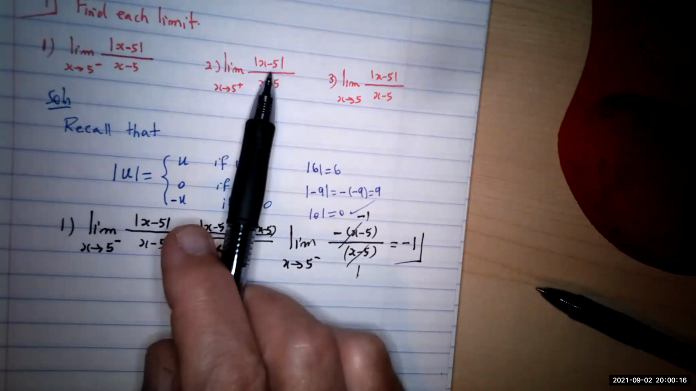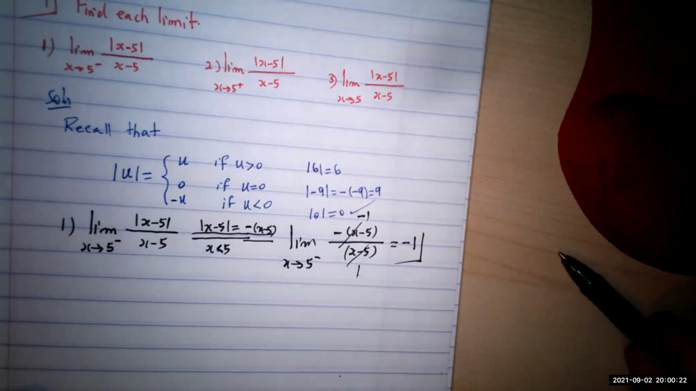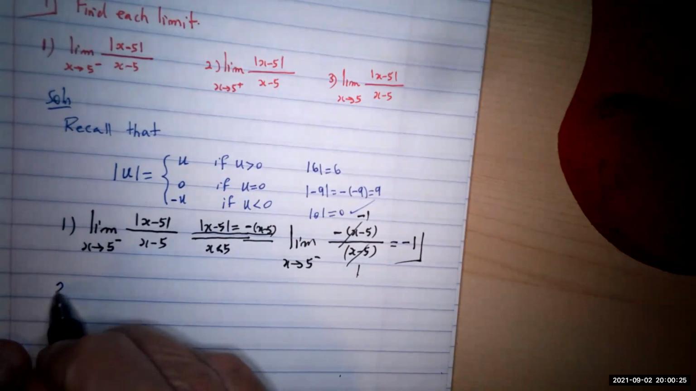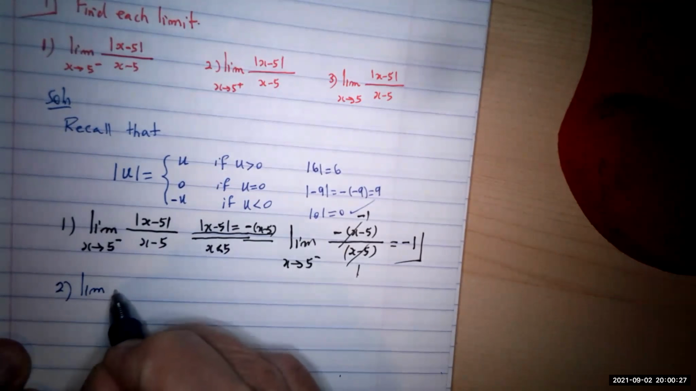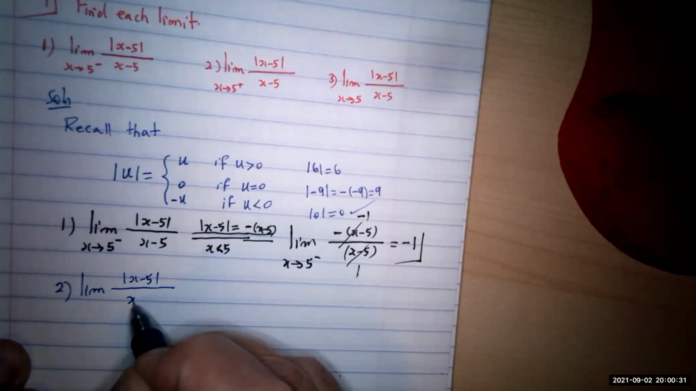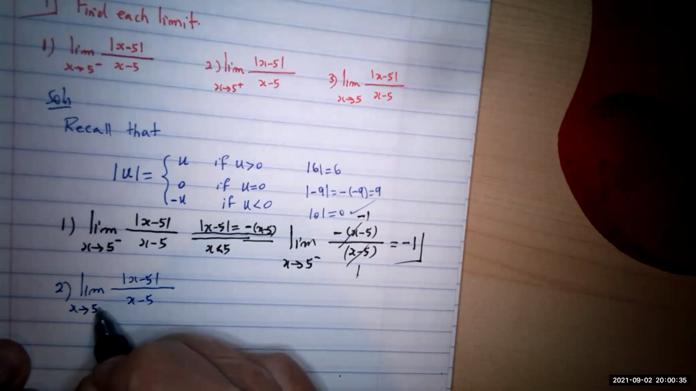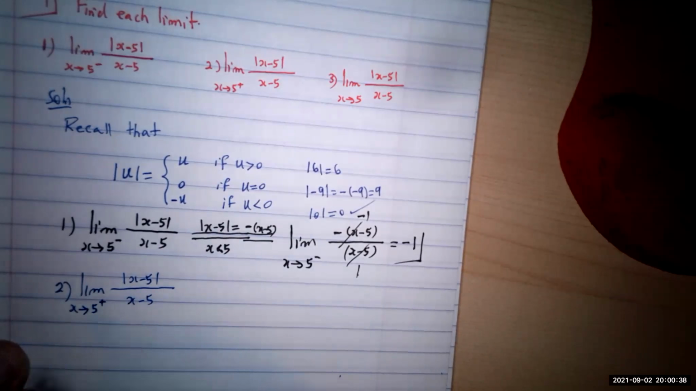How about the next one? Second one. X goes to 5 positive. Let's see what's going to be the difference. Limit of the absolute value of x minus 5 over x minus 5, x goes to 5 positive. Then check to see what is the sign of x minus 5 now. You know that x goes to 5 positive means x is greater than 5. So give us a number bigger than 5.